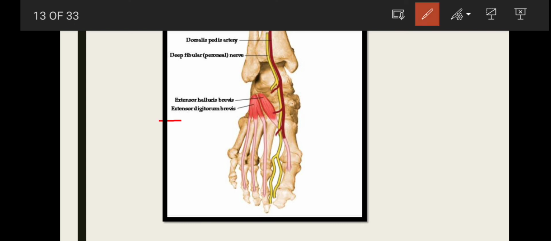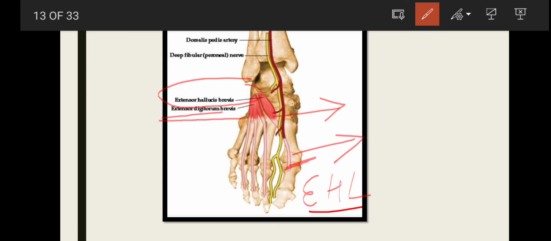See, this is the extensor digitorum brevis muscle. So separately the first medial most one can be known as extensor hallucis brevis, which inserts only till the proximal phalanx of the big toe, hallucis. So it is towards the big toe, but only till the proximal phalanx. Okay, while our muscle, that is extensor hallucis longus, it inserts till the base of the distal phalanx. Okay, that is a difference.